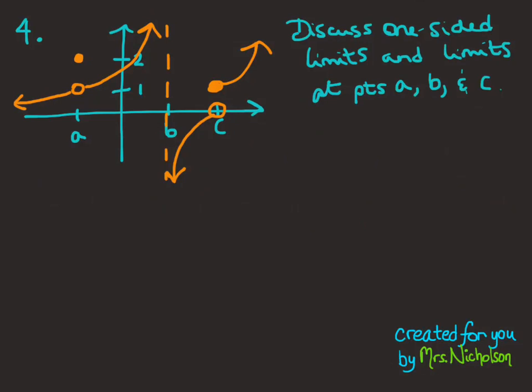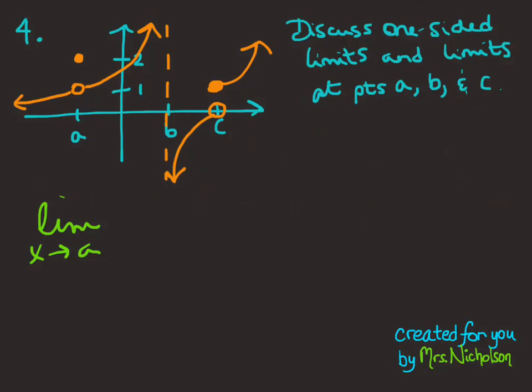All right, on question number 4, we have this graph, and it just says to discuss the one-sided limits and the limits at points A, B, and C. So I'm just going to write a few statements here that would be true about this graph. Limit as x approaches A.